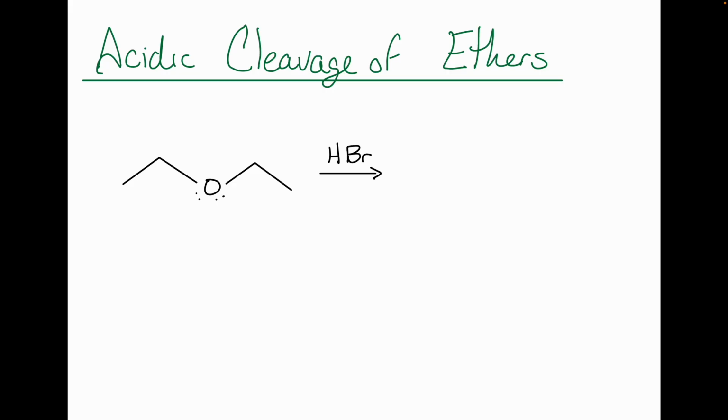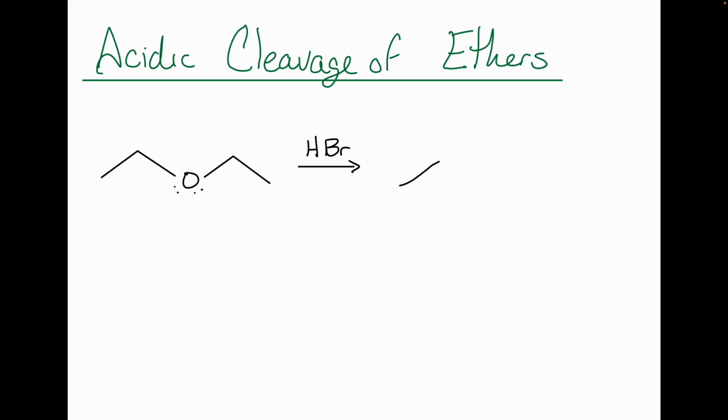Because not only are they strong acids, but their conjugate bases, those halide ions, are crappy bases, but they are still good nucleophiles. All right, and so what we're going to see in this reaction is we're going to break this ether apart into two chunks. One of them will retain that oxygen and be an alcohol. The other one is going to be converted into an alkyl halide.